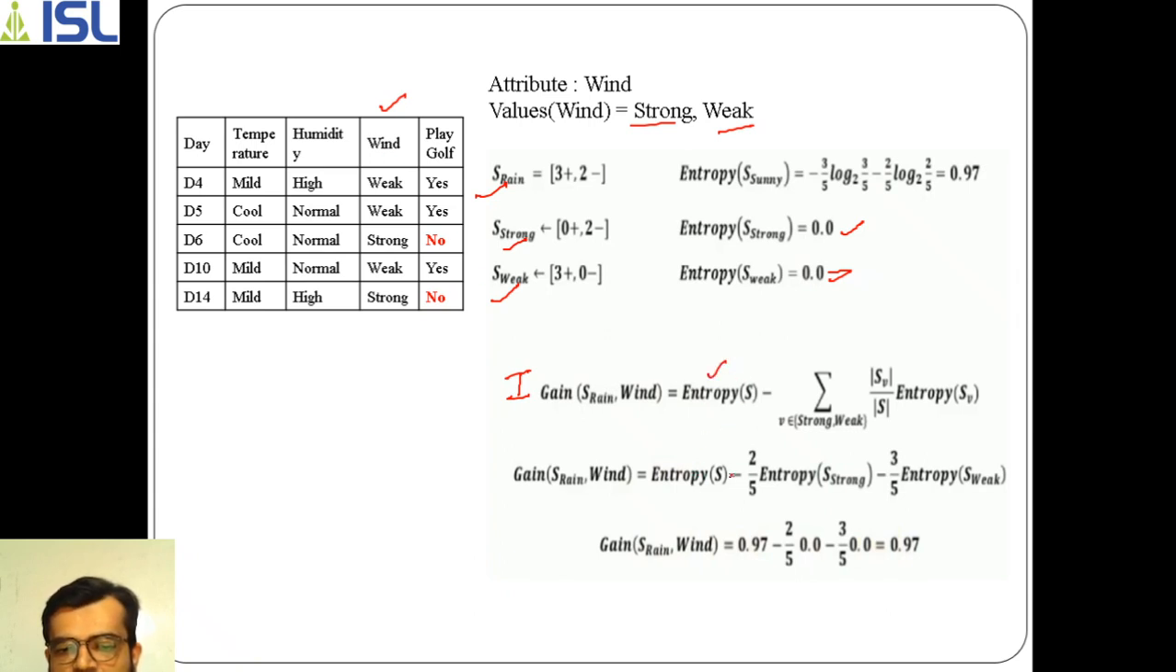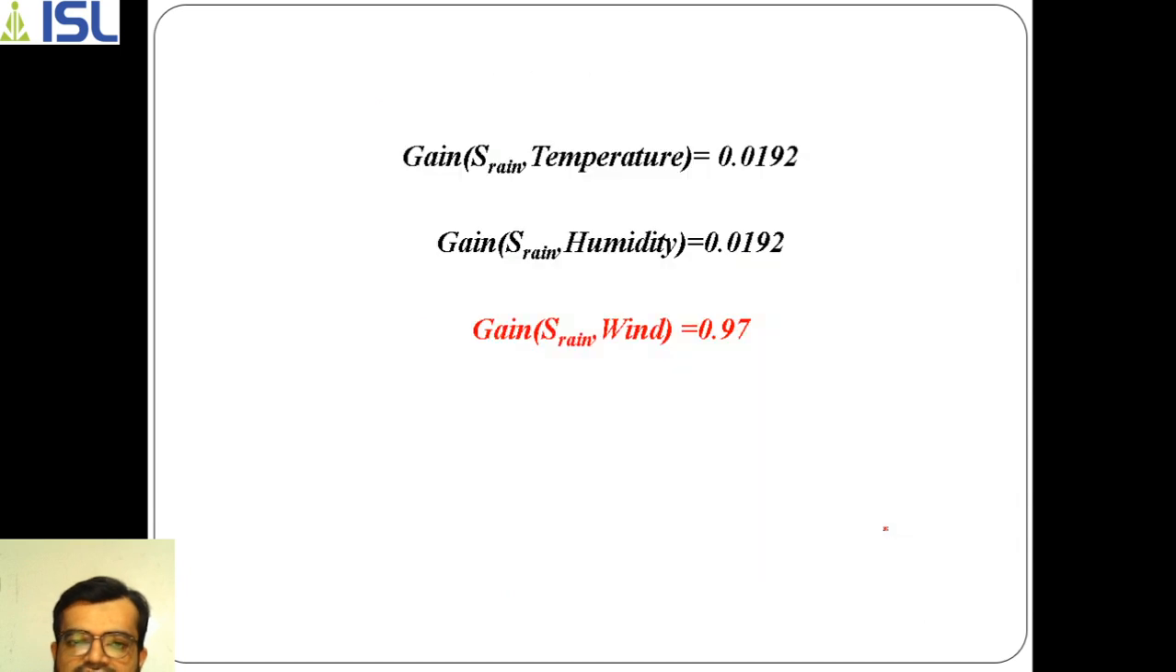So entropy of S minus 2 by 5, I am taking 2 by 5 because how many strongs are there? 2 strongs are there, 1 and 2. And how many weaks are there? 3 weaks are there, so 3 by 5. By substituting the values, you get the same value, because 0.97 minus 0 gives you 0.97. So now we have all three values: 0.0192, 0.0192, and finally for wind you got 0.97.